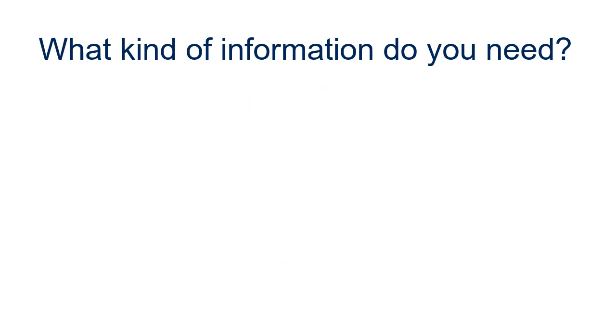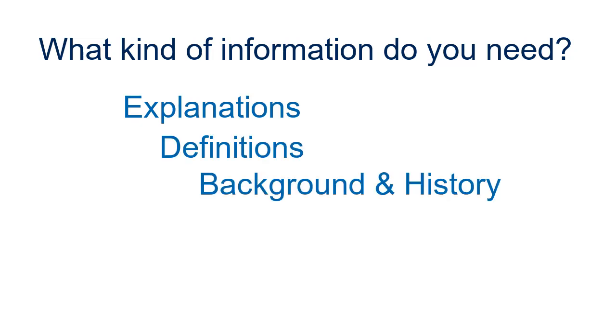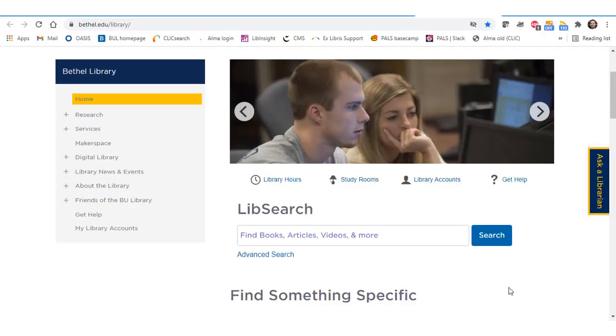Most students need basic factual information about their topic, especially when they're just starting their research. Things like explanations of key concepts, definitions of key terms, and the background or history of an issue. The resources that provide this sort of information are called reference sources. It's easy to find reference sources through the library's website.